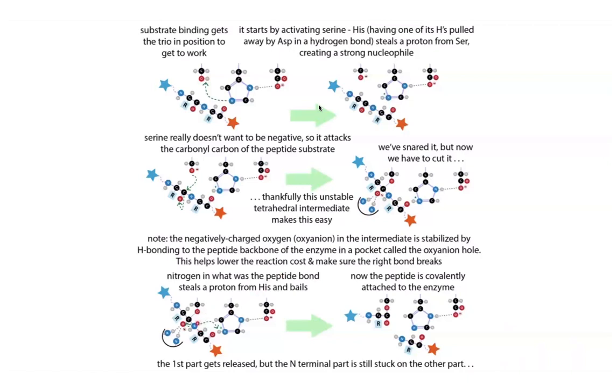So this intermediate is going to break down. What's going to happen is that the nitrogen in what was the peptide bond is going to steal a proton from that histidine. And so this is going to be stealing this proton. This is going to break the first part off, but the N-terminal part is still stuck on the other part. So you still have part that's stuck to the enzyme, and then you have part that has been broken off. In order to use this enzyme again, we need to regenerate it. We need to basically kick off this other part so that we can do things over again.